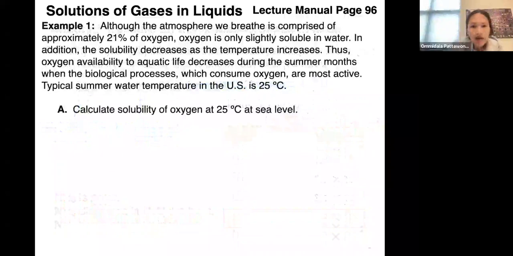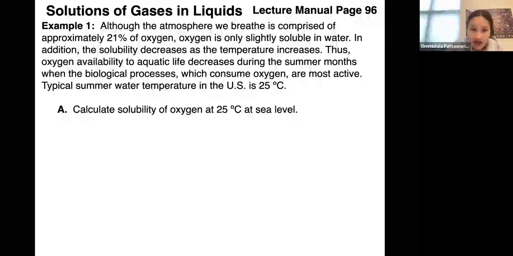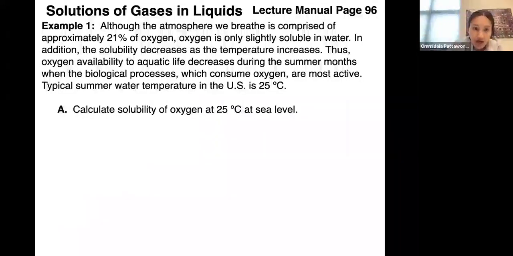All right, so now let's take a look at the calculation that is going to be part of this section right here. Let's say you have 21% oxygen available in the air, and we want to know the solubility of this oxygen gas at 25 degrees Celsius at sea level. What should we do? Let's take a look at this.